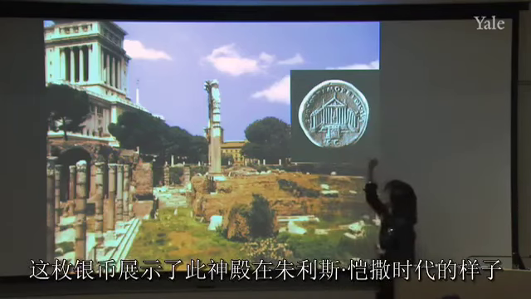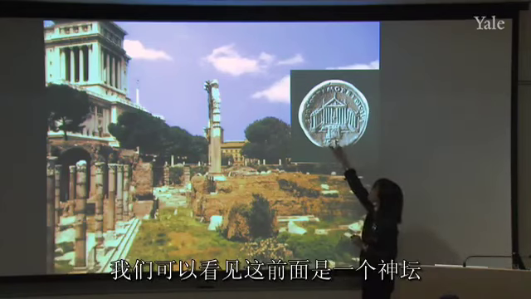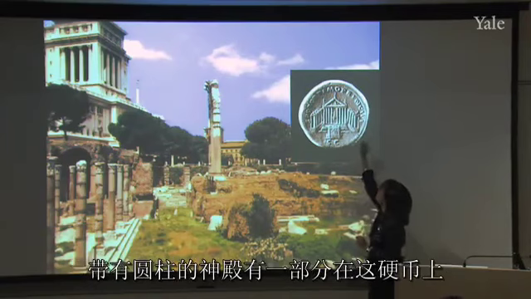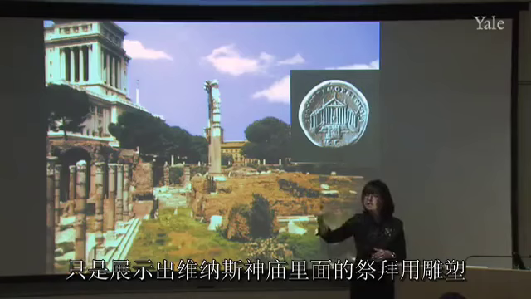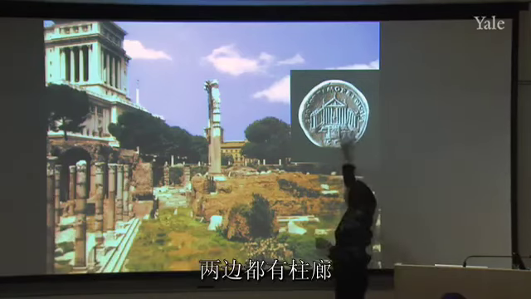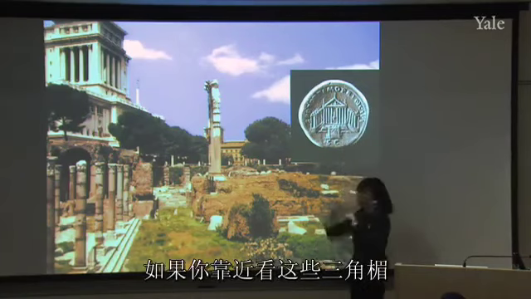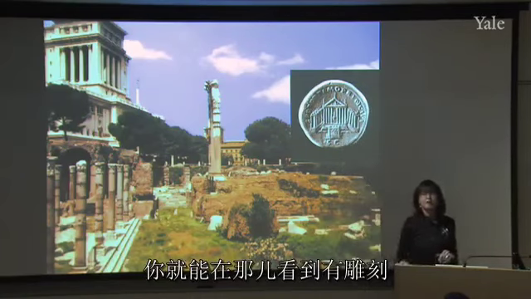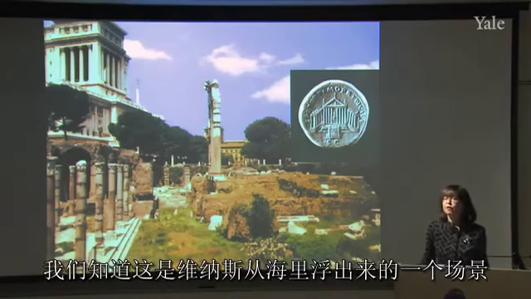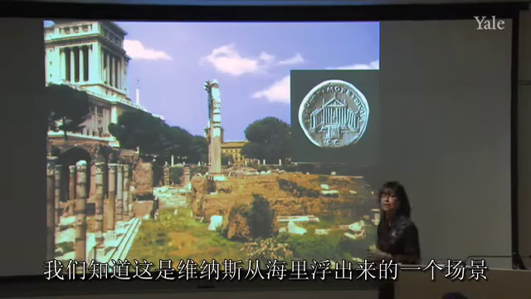This coin over here shows the temple as it was in the time of Julius Caesar. We see the altar in the front, the altar because the sacrifice always takes place in the front of a Roman temple. The temple itself with its columns that are parted on this coin only to show the statue of Venus Genetrix inside, the cult statue, the colonnades on either side, and then if you look closely at the pediment, you can see that there's sculpture in there, and we have literary descriptions of what that sculpture depicted, and we know it was a scene of Venus rising from the sea.